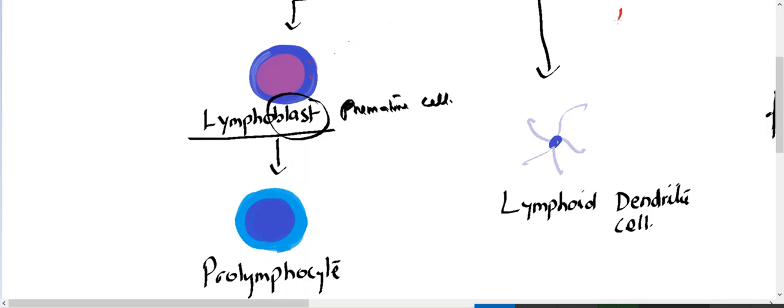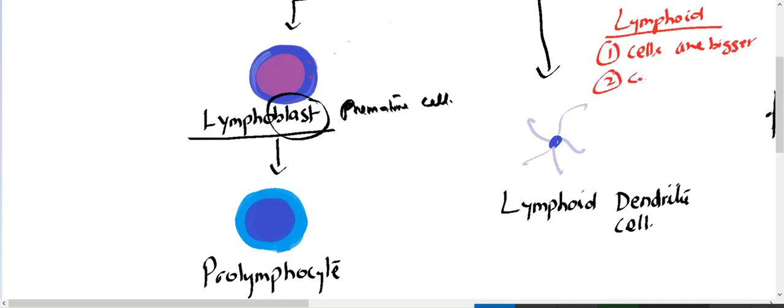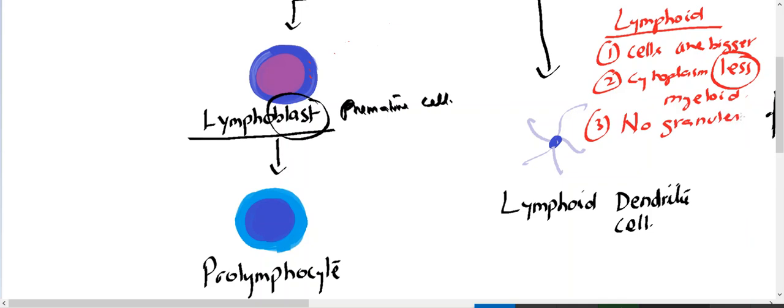So in the lymphoid, like we saw in the previous slide with the myeloid, how will you recognize the cells? The premature cells are bigger compared to the mature cell, and the cytoplasm is less compared to the myeloblast, or myeloid series of cells. And then no granules, except very little you will see in the NK cells, which I'll discuss. And they are negative for myeloperoxidase but positive for periodic acid-Schiff or PAS stain. They are positive.